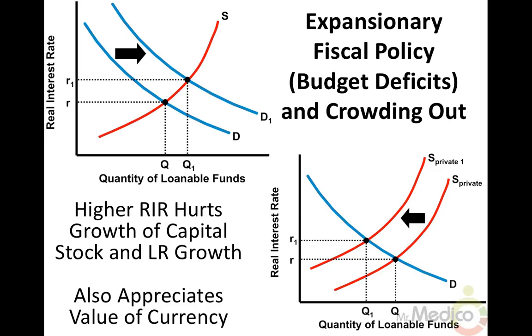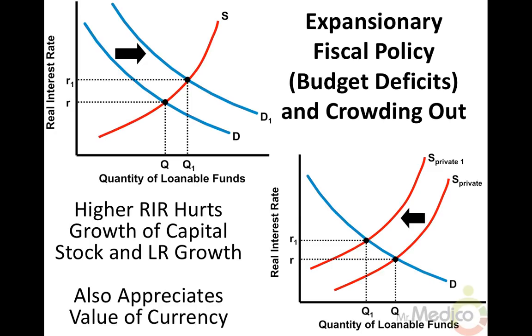There are two ways that you can view this. In the top left, if the government increases its borrowing, it demands more loanable funds. That would bring real interest rates up, which would mean it would be more expensive for households and businesses to borrow. And that could be harmful for long-term economic growth.